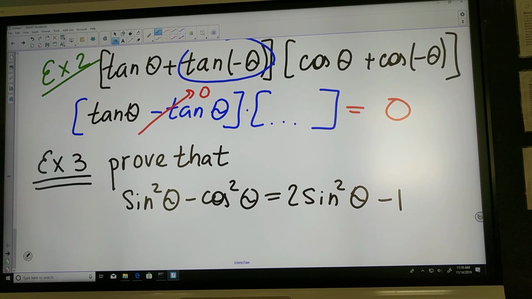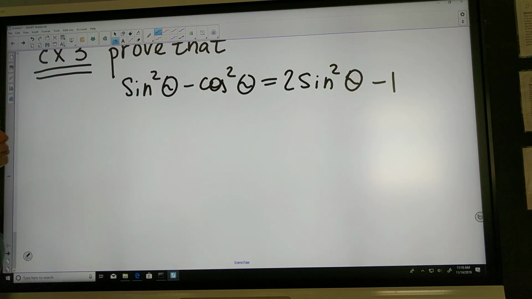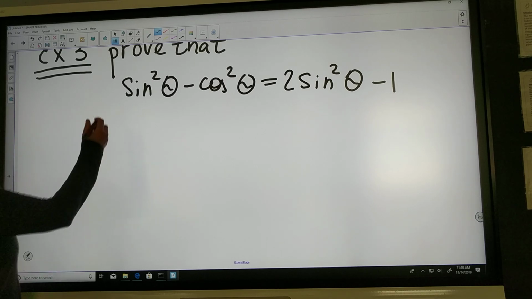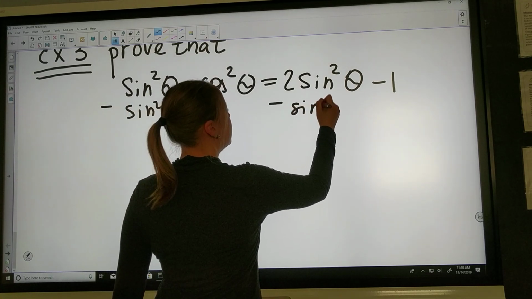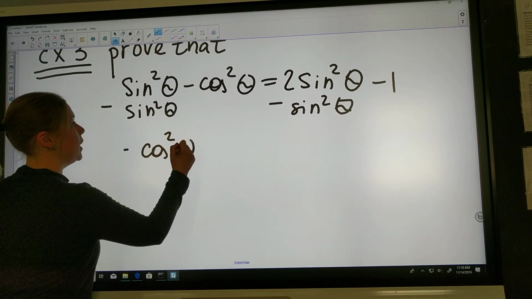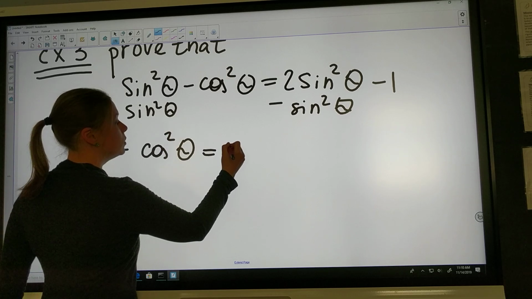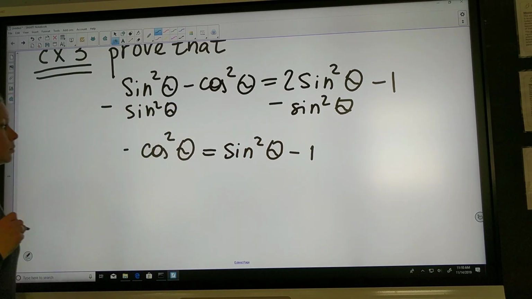And when I end up with one of the formulas we started the lesson with, then I will be done. For example, what do you think I can do? What should be my first step in simplifying it? Subtract sine from both sides. That sounds like a good idea. Subtract sine squared. We will have minus cosine squared theta equal to sine squared theta minus 1.